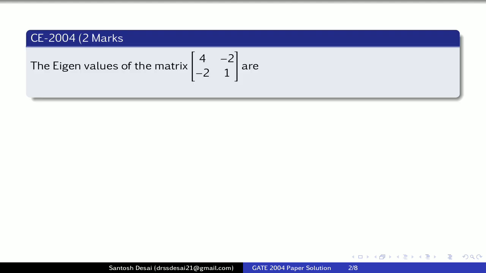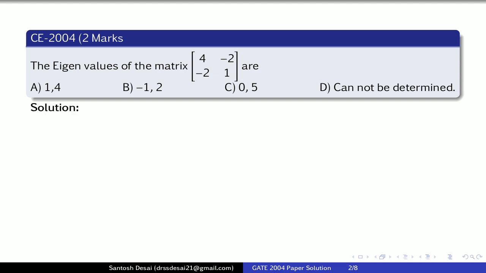The eigenvalues of the matrix [4, -2; -2, 1] are: the options are given: 1 and 4, -1 and 2, 0 and 5, and cannot be determined. Now here everybody knows what is meant by eigenvalues. So let us recall two properties of the eigenvalues, and by using these two properties one can easily find the answer without any calculations.